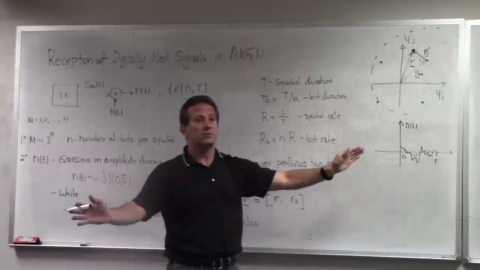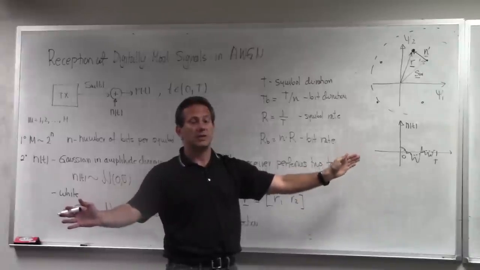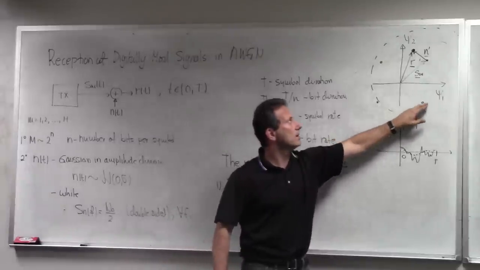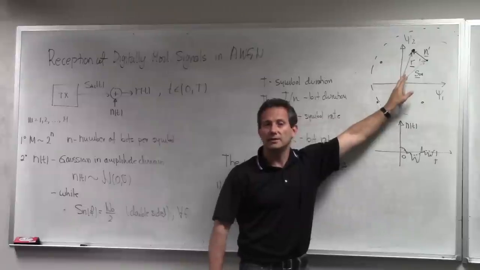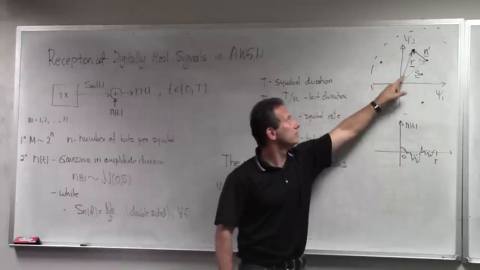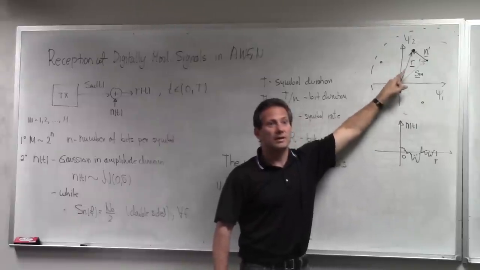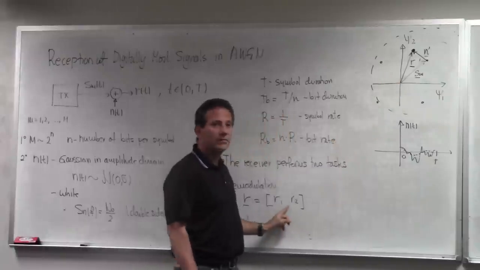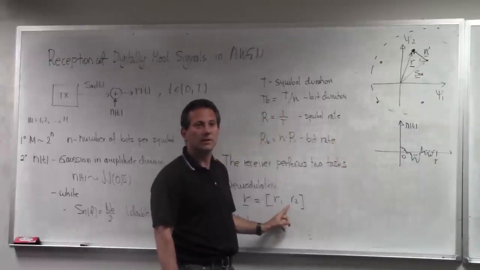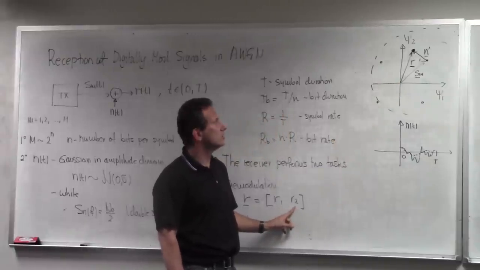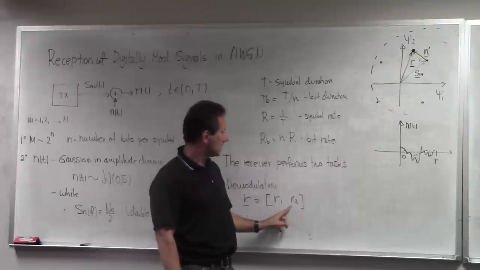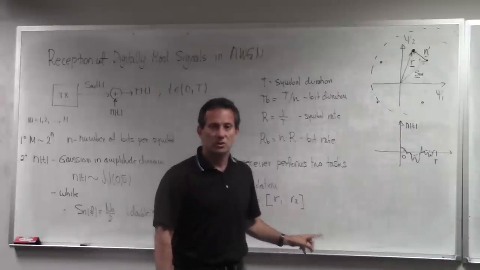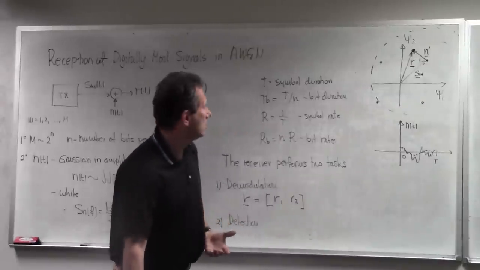How do we do the decomposition? How do I find how much of the Psi1 is in R? I take the dot product, right? Dot product between R and Psi1, and I take the dot product with R and Psi2, and I'm going to get two values, R1 and R2. That tells me, okay, this signal that I have received has this much of Psi1 and this much of Psi2. So that's what we call demodulation.